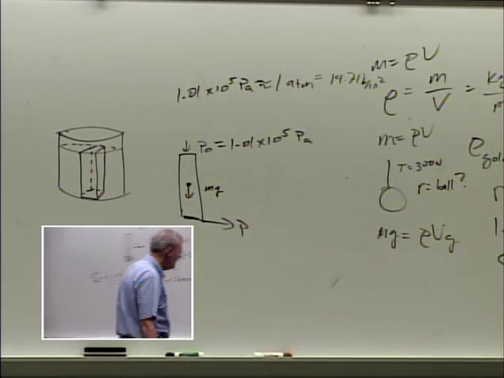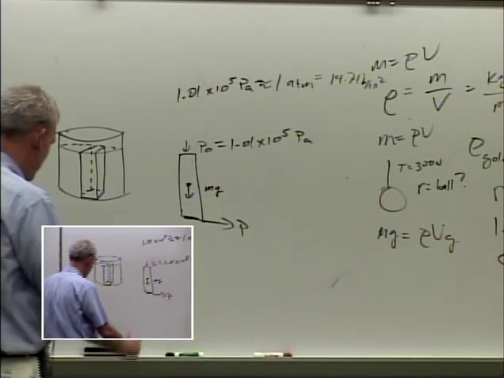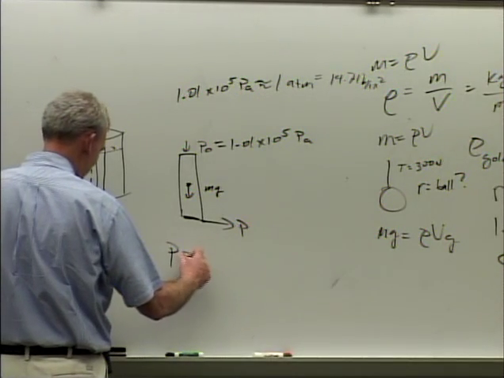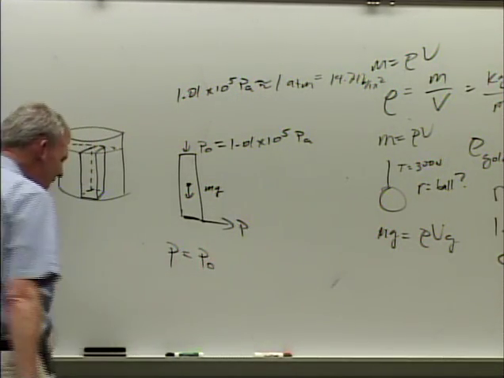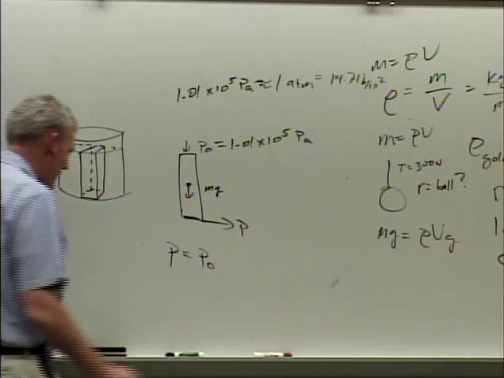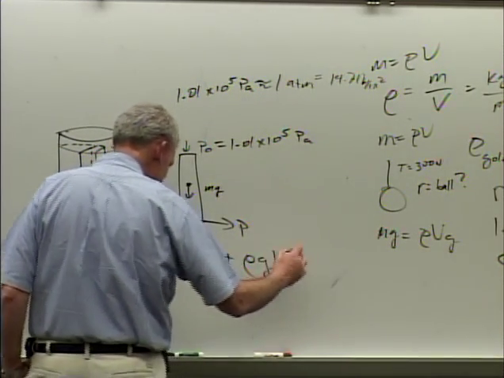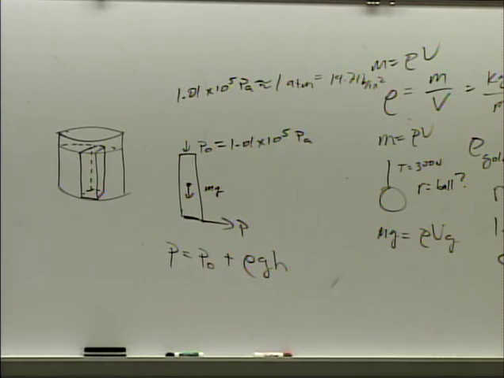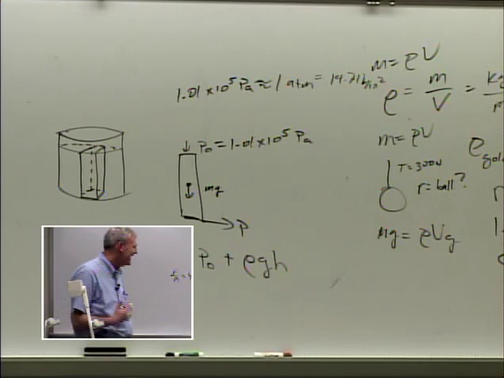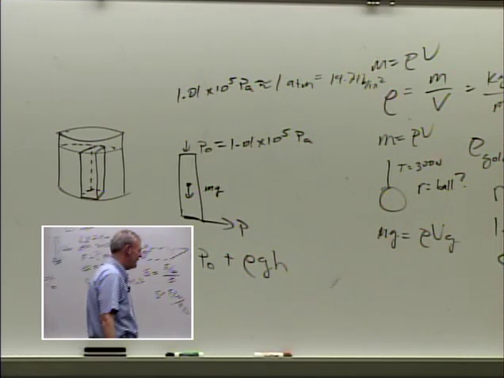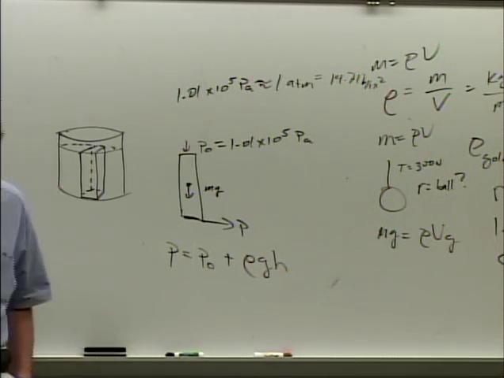So, the actual pressure then is equal to the pressure at the top plus rho times g times h. How did I get that? How in the heck did I get that? Well, your book just kind of jumps right into it, which was fine with me.